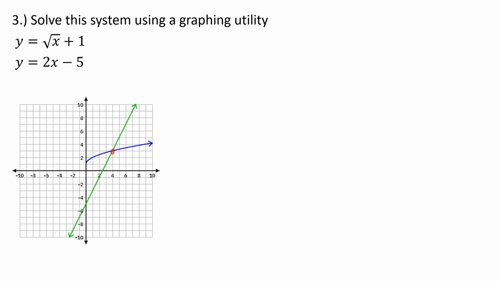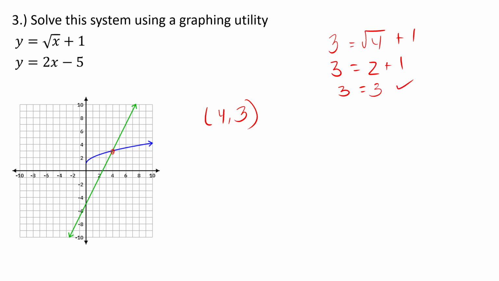You're still looking for the point of intersection, which in this case is the point (4, 3). And again, you should be able to check that. So 3 is equal to the square root of 4 plus 1. The square root of 4 is 2. And so you get 3 is equal to 3, or 3 is equal to 2 times 4 minus 5. 2 times 4 is 8, and 8 minus 5 is 3. And so you can see, yes, that works for both. So it is the solution to the system.